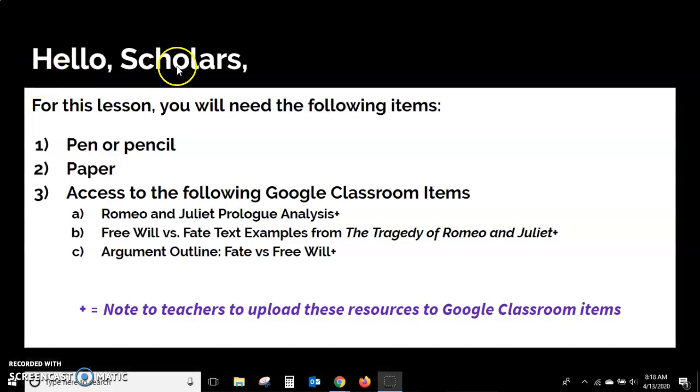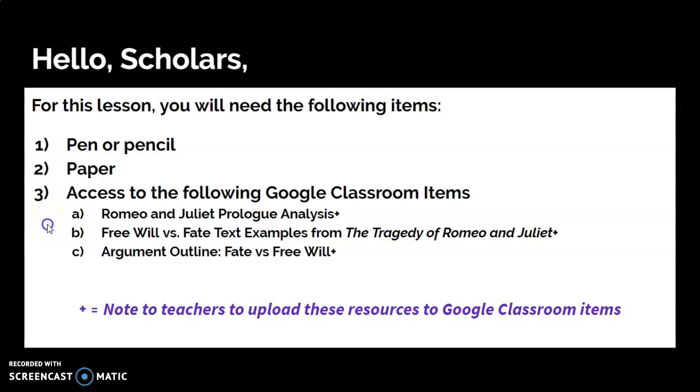Hello, super scholars. For this lesson, you will need the following items: a pen or pencil and paper to keep adding to your notes for the unit. You need access to our Google Classroom, specifically the following items: Romeo and Juliet prologue analysis, free will versus fate examples from the tragedy of Romeo and Juliet, and the argument outline, fate versus free will. These are also embedded in today's slideshow, but please make sure you have proper access to our Google Classroom.